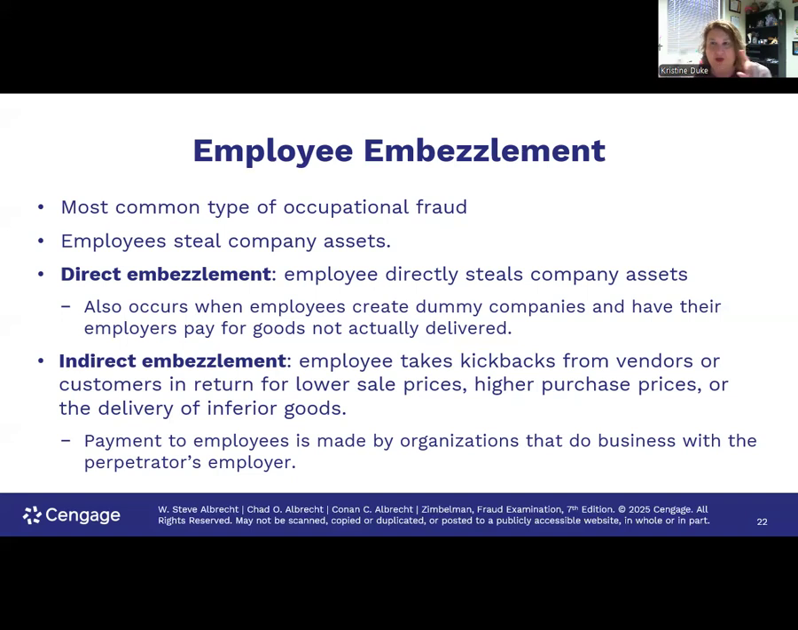So you eliminate the opportunity, you're going to eliminate the frauds. So that's why it's so important for you to create appropriate policies and procedures. So you got direct embezzlement, and then you got indirect, which is the kickbacks.